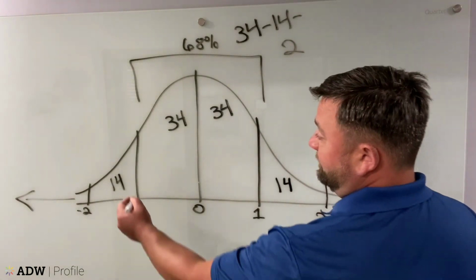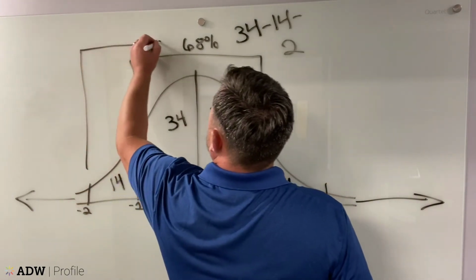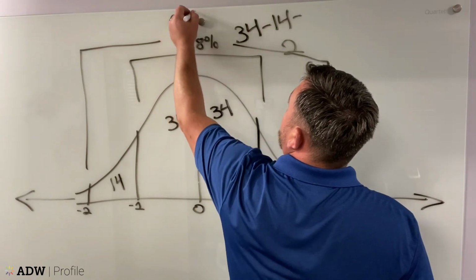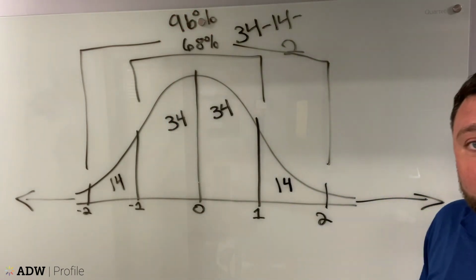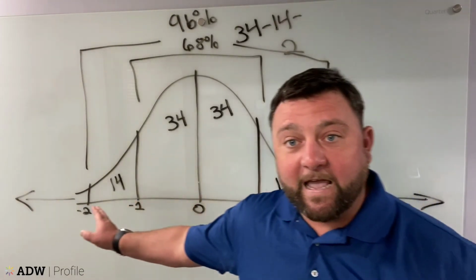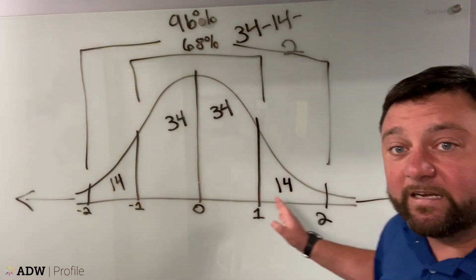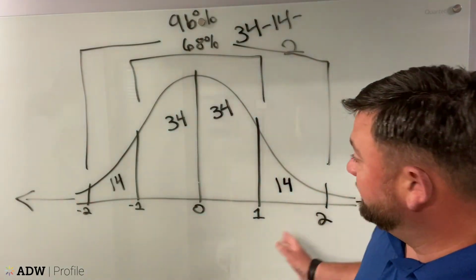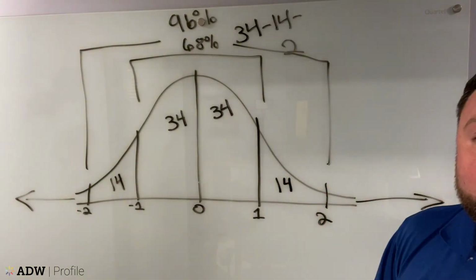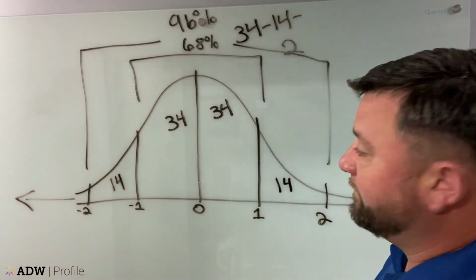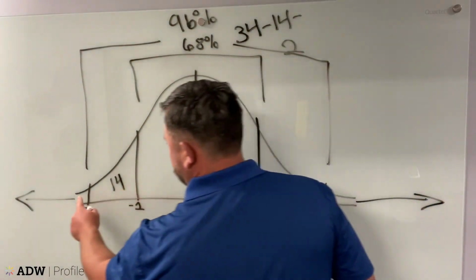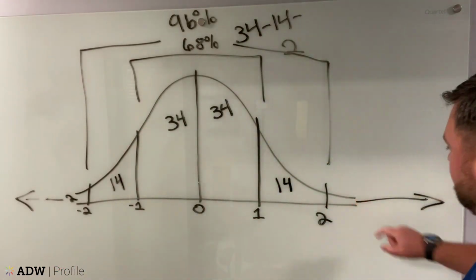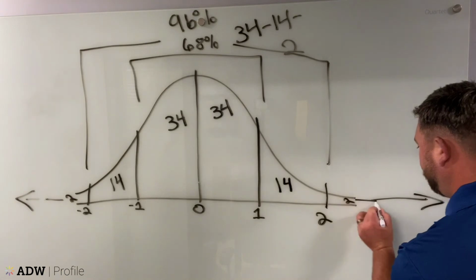Now you'll see that this makes up 96% of all people. So roughly 96% of all people will have a score between -2 and 2 standard deviations from the mean. Last number we need to memorize, 2. 34, 14, 2. 34, 14, yep, you got it, 2.